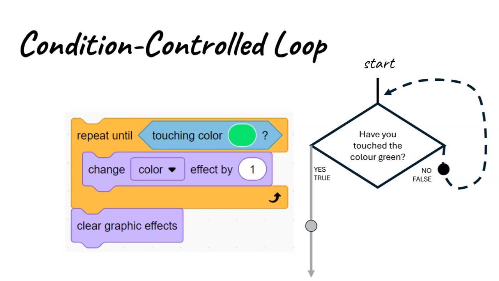Let's do it again. Have we touched the color green? No, we haven't. So we've gone and changed the color effect and gone round that dashed arrow back to the condition. Have we touched the color green? In this case, yes, we have at this point. So the condition is now fulfilled, it's now true, and so we go down that grey path and we clear all the graphic effects.